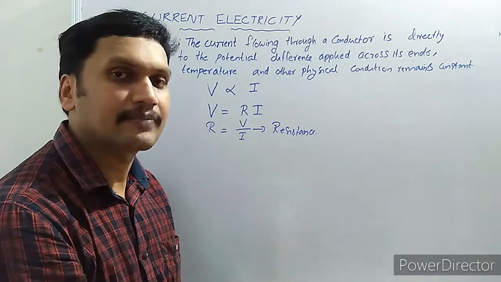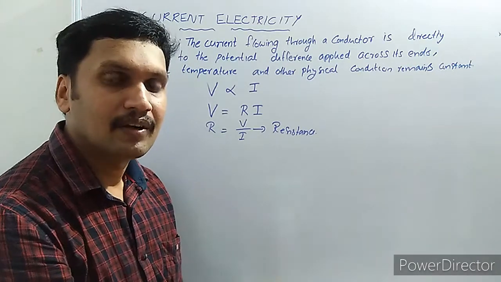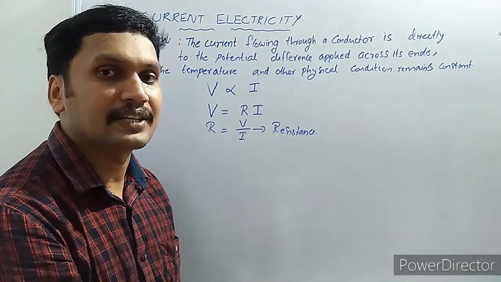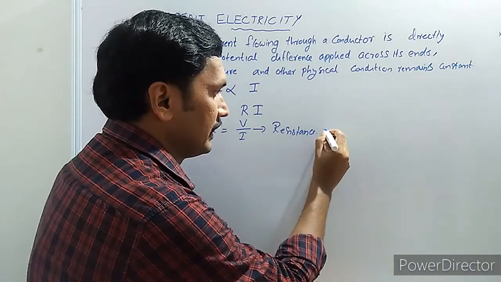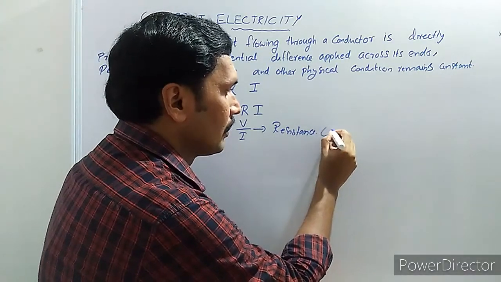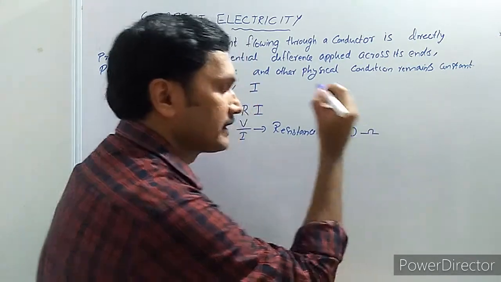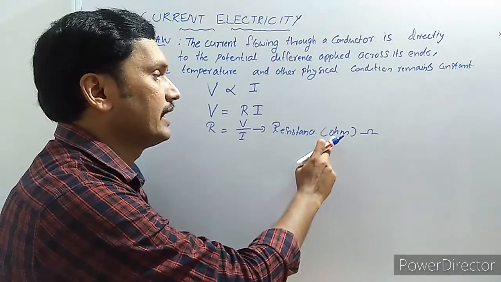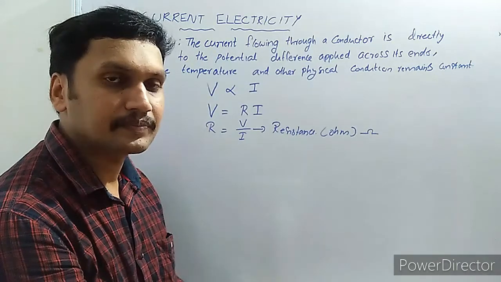Every conductor has some resistance, and it is the opposition offered by the conductor to the flow of electric charges through it. Resistance is measured in a unit named ohm, denoted by this symbol, which is the symbol for the ohm. The SI unit of resistance is the ohm.